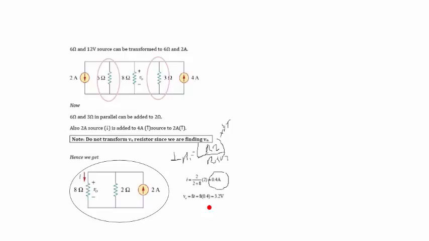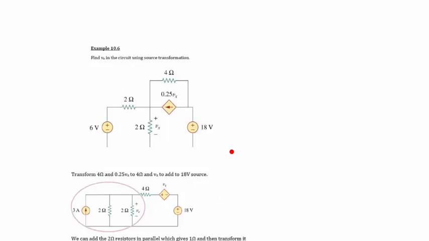Okay, so we will look at another example just to see if you have really understood this. This example is basically the same thing. The only difference here is that it now has a dependent source attached to it, which can be a bit confusing, but the concept is the same. Okay, if you follow the steps correctly, you should be able to do this.